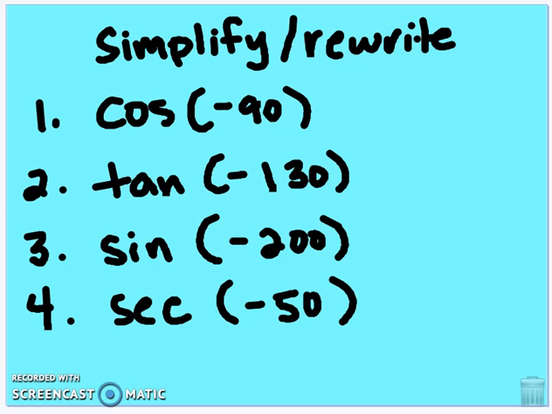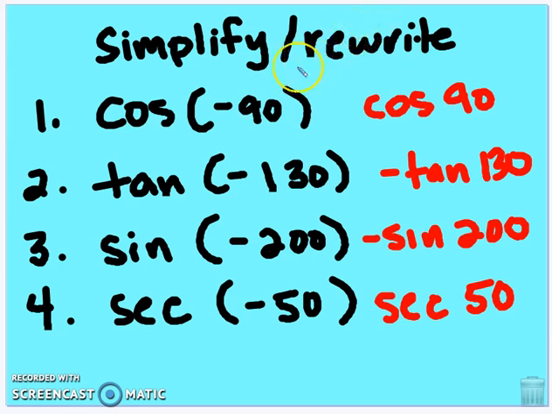All right, so we're going to do some classwork. I'm going to pause here while you evaluate or rewrite these negative angle measures. All right, so you should get cosine of negative 90 degrees is the same as cosine of 90. Tangent has a sine value, so to speak, so tangent of negative 130 is negative tangent 130. Sine of negative 200 is negative sine 200. Secant of negative 50 is secant 50. This is the reciprocal of cosine, so secant of negative theta is just secant of theta.